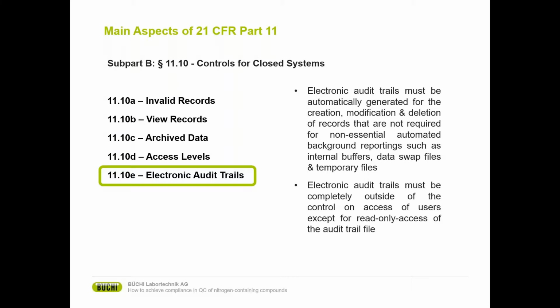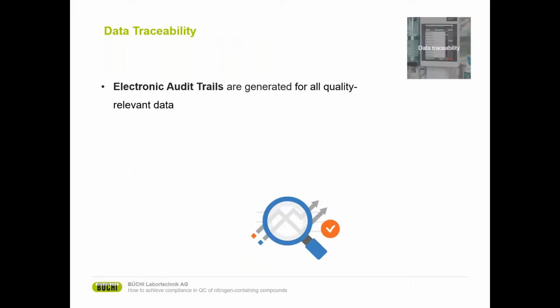And electronic audit trails must be completely outside of the control and access of users except for read-only access of the audit trail file. Saying that if you access the audit trail file, you're only able to read the entries and not change anything. And third, it must be impossible for the user to disable the audit trail function to make sure that there's a permanent tracking available. So let's have a look about this feature in our system.